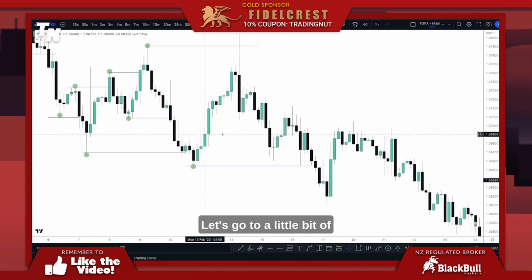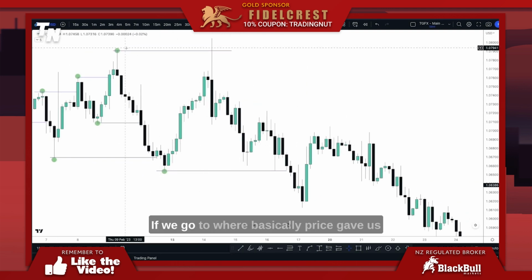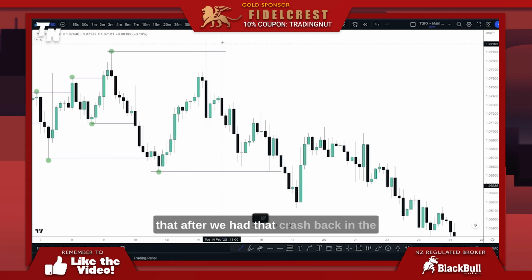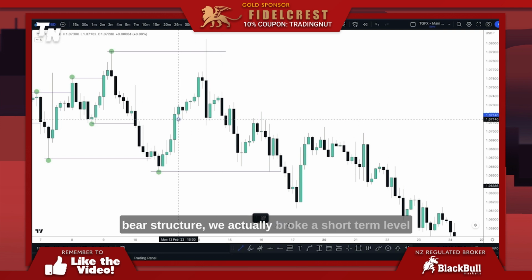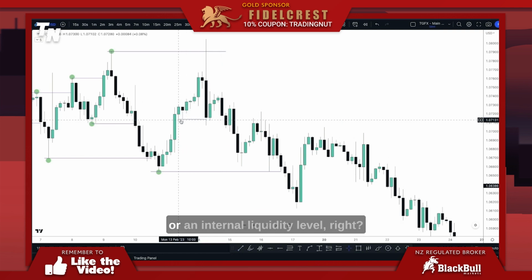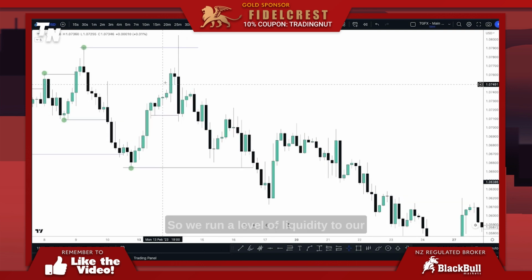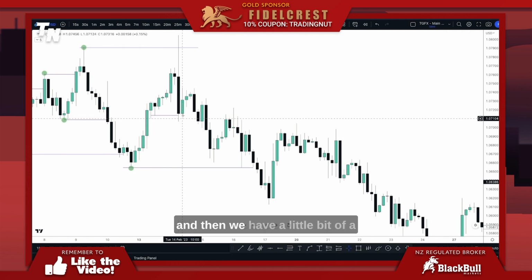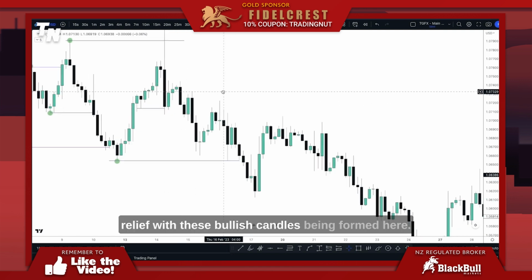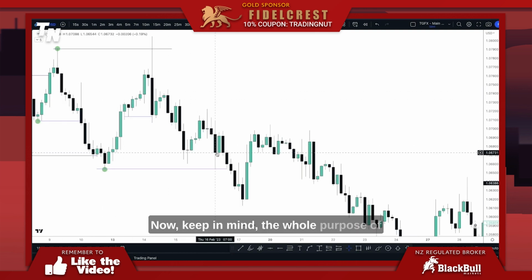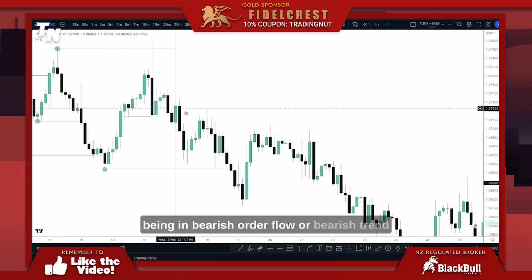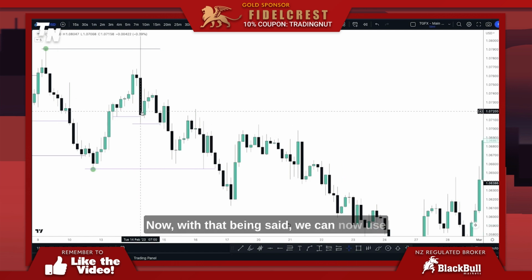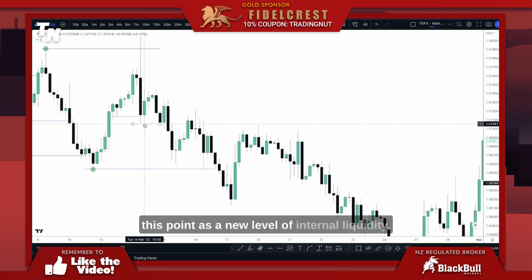Let's go to a little bit of a busier part on this chart. If we go to where basically price gave us that overshoot or that liquidity grab, you can see that after we had that crash back in the bearish structure, we actually broke a short-term level or an internal liquidity level, right? So we run a level of liquidity to our left that we know has stop losses under it. And then we have a little bit of a relief with these bullish candles being formed here. Now keep in mind, the whole purpose of being in bearish order flow or bearish trend is to run sell side liquidity. Now with that being said, we can now use this point as a new level of internal liquidity.